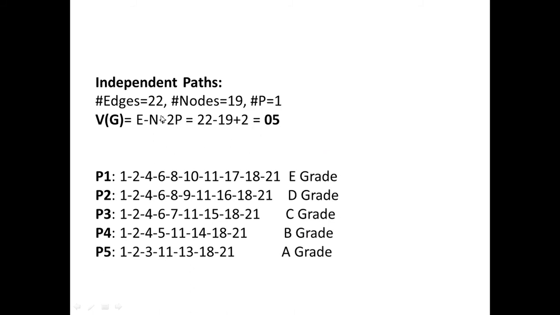So there are a total of 22 edges and 19 nodes. And what is P? P is just a linear path from source to destination, or from the entry node to the exit node. That will always be one. So why do we need this? Because it keeps the graph connected.